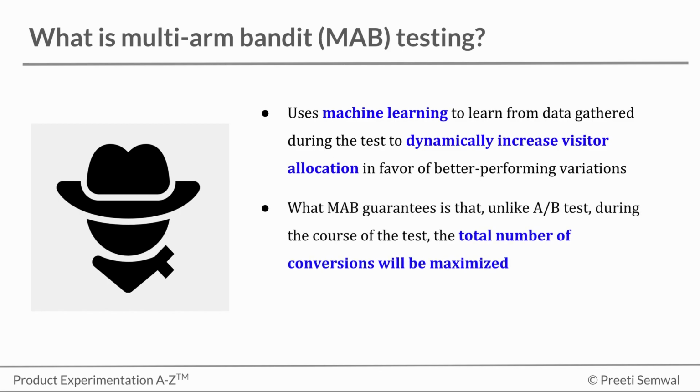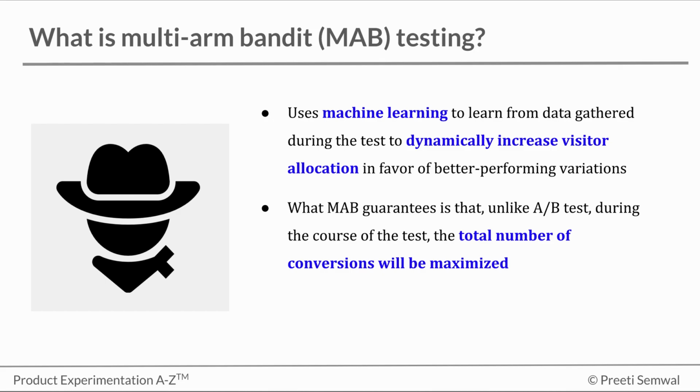What MAB guarantees is that, unlike A/B test, during the course of the test, the total number of conversions will be maximized. The trade-off with A/B test is that statistical certainty takes a backseat in MAB because the focus is on maximizing conversions rather than on finding out the exact conversion rate of all variations.